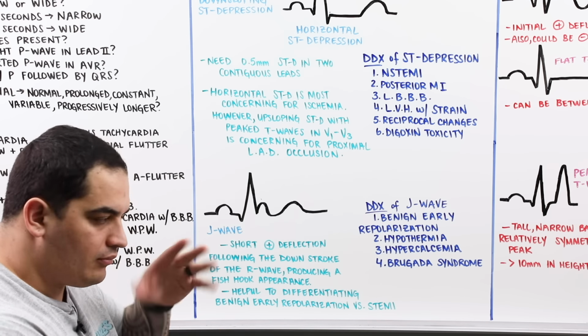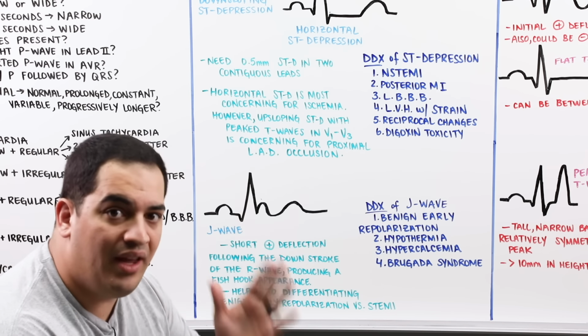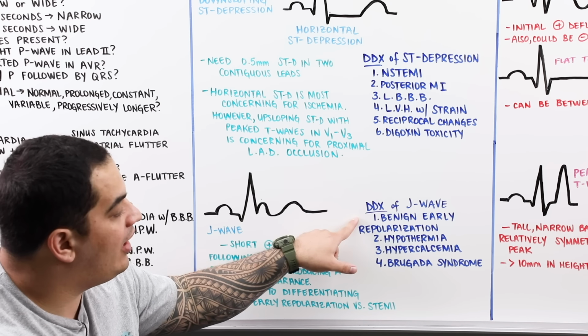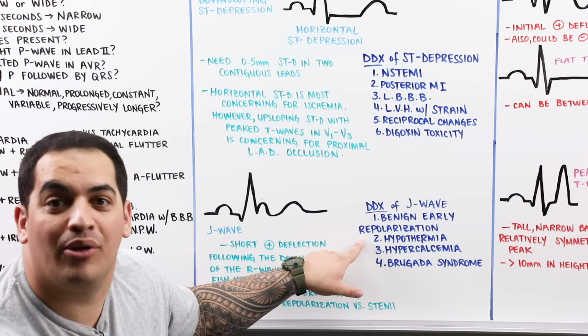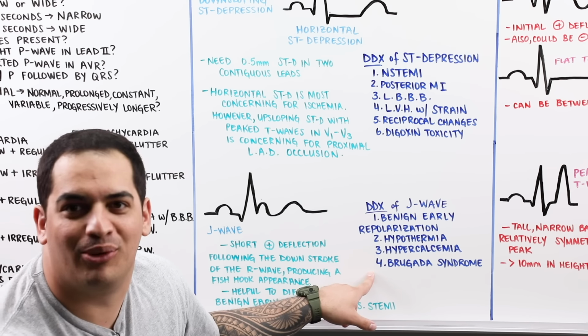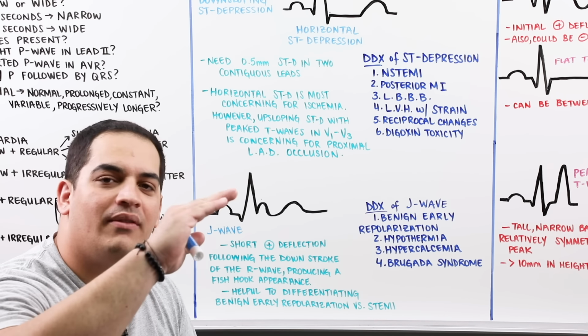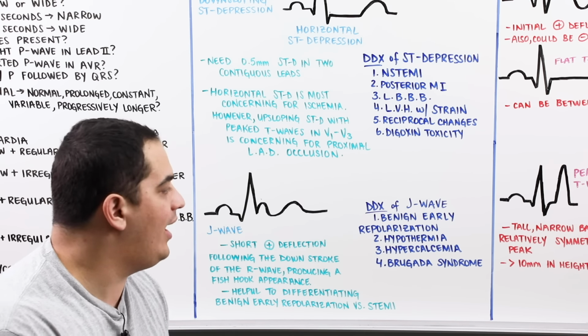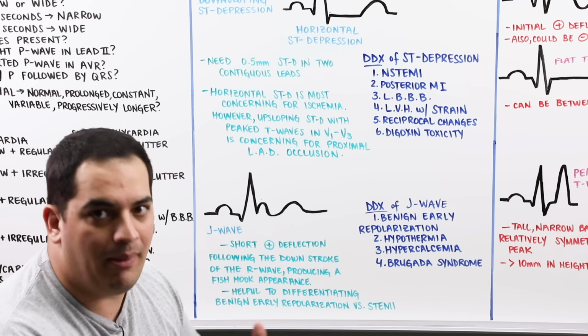But to be thorough, because again, if you don't think about it, you can miss it. J waves can also be seen not just in benign early repol, but in hypothermic cases and hypercalcemia and a super rare condition called Brugada syndrome, where they have ST segment elevations, right bundle branch blocks as well, and sometimes a visible J wave. Very rare condition though, but if you don't think about it, you can miss it.